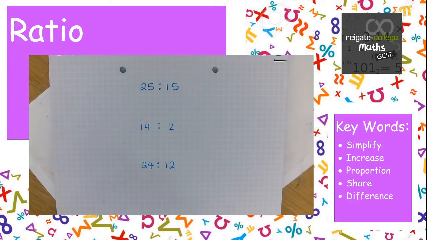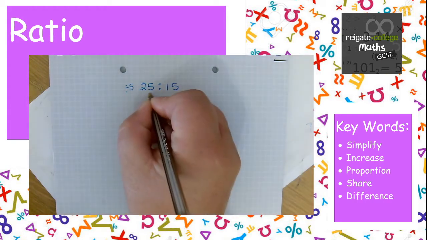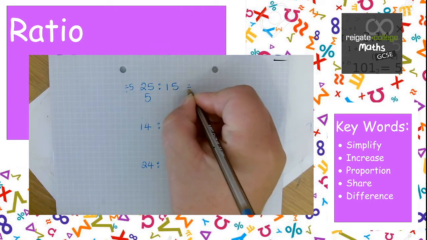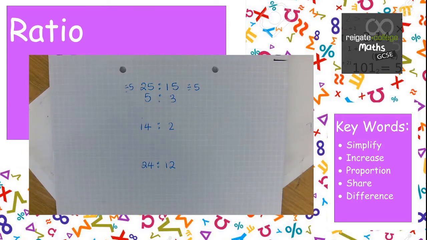To simplify a ratio, you're looking to treat it the same way as you would if you were simplifying a fraction. My first ratio here, 25 to 15, I'm looking for a number that can be divided into both of those numbers, both 25 and 15, and I've decided on 5. If I divide 25 by 5, I get 5, and dividing 15 by 5, I get 3. My first ratio is simplified from 25 to 15 to 5 to 3.